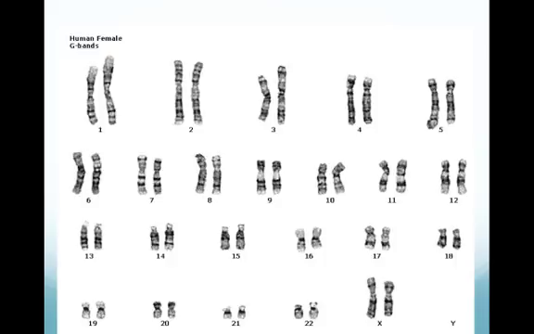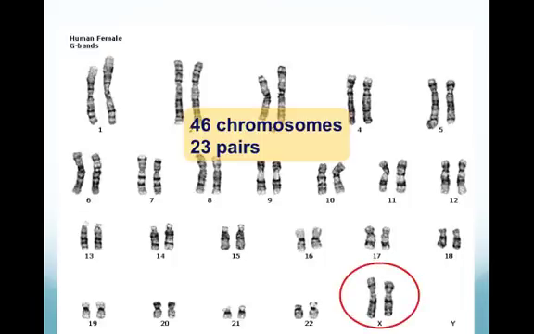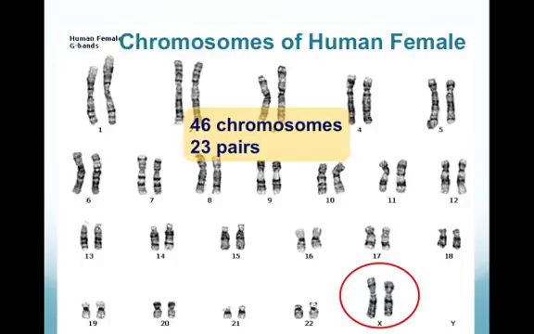So now that you've had a chance to look at that, you should have figured out that there are 46 chromosomes in this picture, or 23 pairs. So far it looks like the individual is genetically normal. And if we look at the last set of chromosomes, our sex chromosomes, you'll notice that we're XX. So this means that this is a karyotype of a human female.